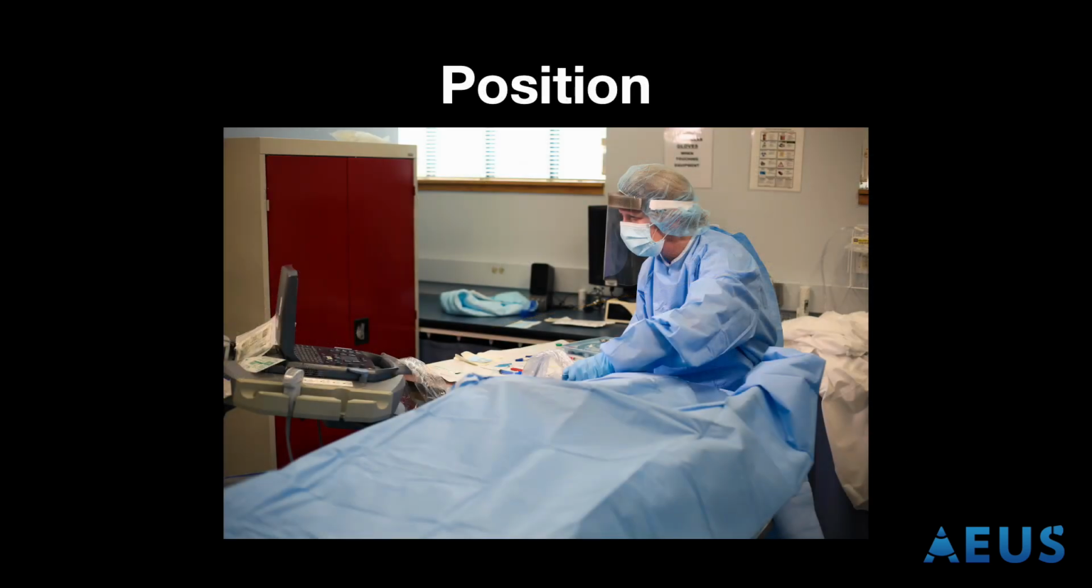Positioning is another key step to ensuring a successful central line placement procedure. You want everything as ergonomic as possible. Make sure the bed height is appropriate. Make sure that your machine is easily accessible and easy to see without twisting, turning, or moving too much. And always remember to have an assistant.